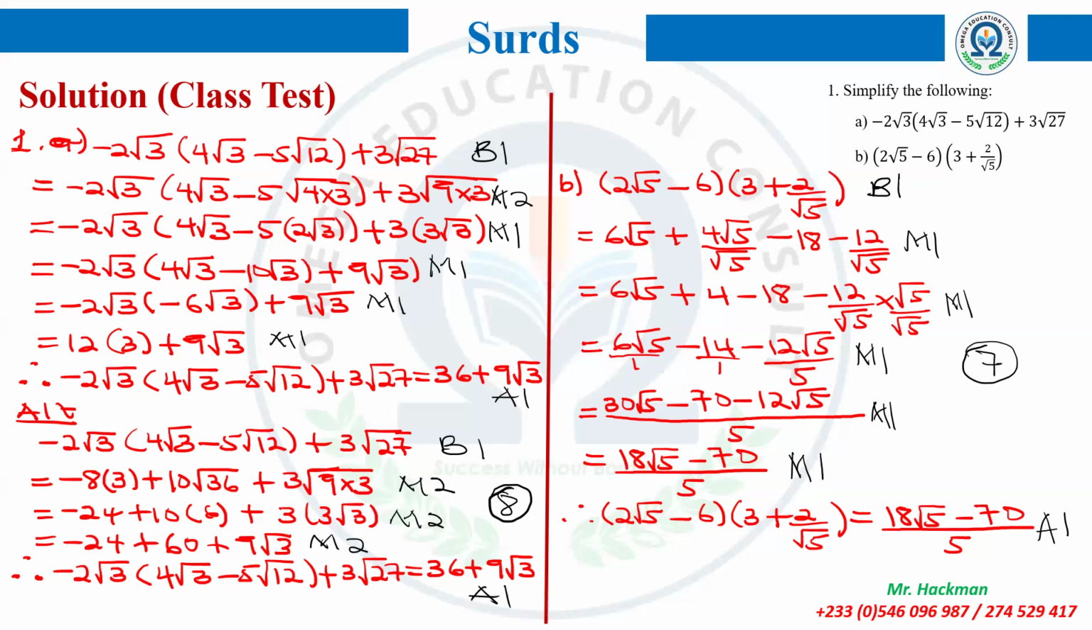Okay, so this will be it for question B. And question B, the total marks for that will be 7. So take note of that.